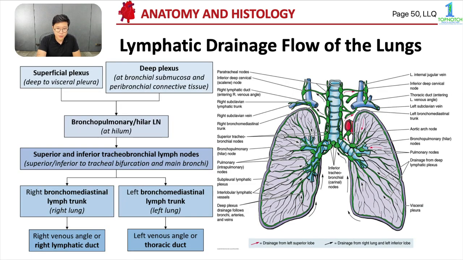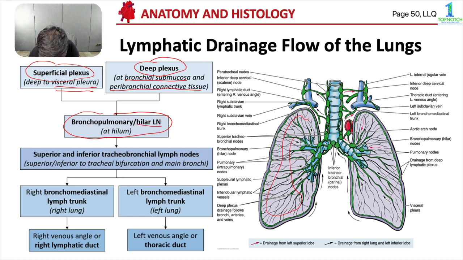For the lymphatic drainage of the lungs, to simplify the very complicated picture on the right, just focus on the diagram on the left and use the right image as a guide. So you have the superficial plexus, which is deep to the visceral pleura, and your deep plexus, which is found at the bronchial submucosa and peribronchial connective tissue. Both of these plexuses drain into your bronchopulmonary or hilar lymph nodes.